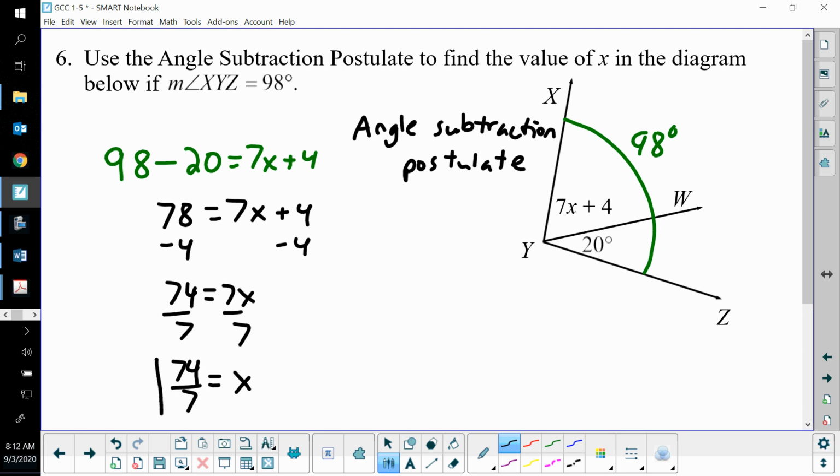And that's okay. If something does not come out nice and it doesn't tell you to round, just keep the answer as is. As you keep getting higher levels of math, things are not going to come out nice all the time. Now, it's good if it's not coming out nice to just check your work, make sure you didn't make an error, but it's not always going to come out nice.